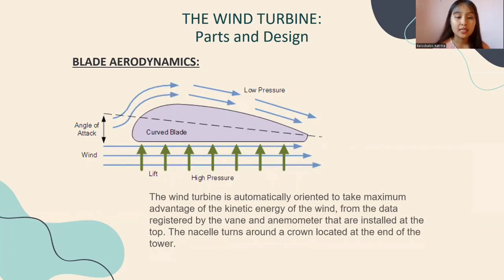Wind vane is where the wind direction, while yung anemometer naman is the speed of the wind. Yun yung nagme-measure ng speed of the wind. The nacelle turns around a crown located at the end of the tower. So that includes my report.